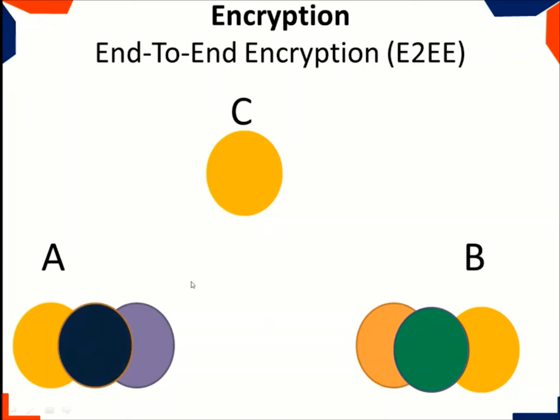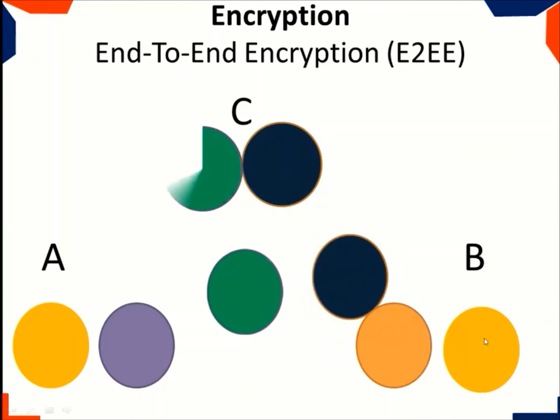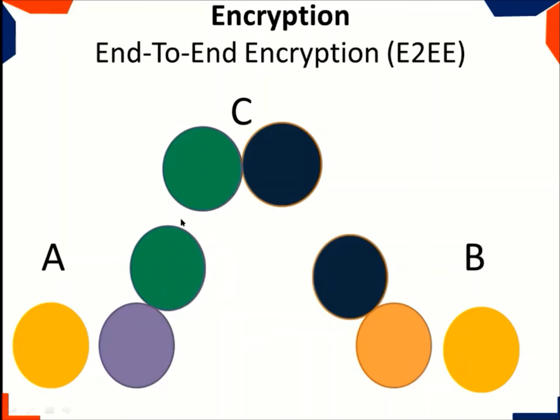Once this third color is ready, all they are going to do is send it to each other. When A sends it to B, C actually sees that this is the color A has sent to B. In the same way, when B sends it to A, C also sees that color. So C knows that these two colors have been exchanged.